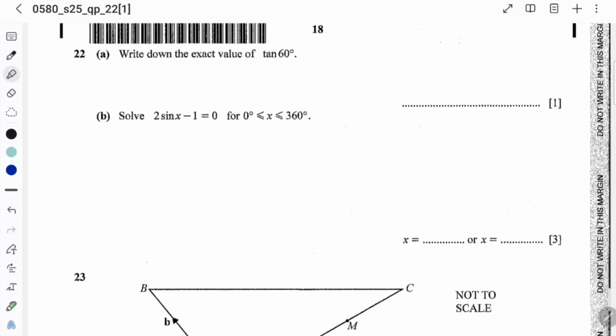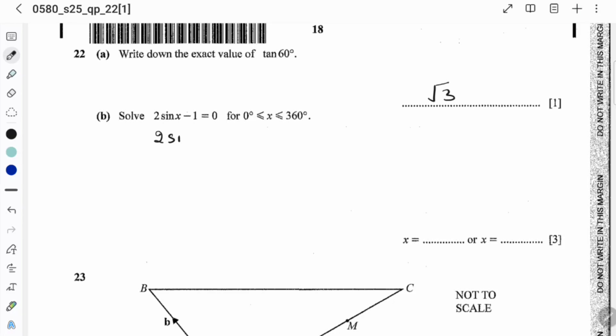Okay, question number 22. Write down the exact value of tan 60, and it's a 1 mark question. So tan 60, we must remember, is equal to square root of 3. Just write your answer. Solve part B. Solve 2 sin x minus 1 is equal to 0 for x from 0 to 360 degrees; we have to find the values.